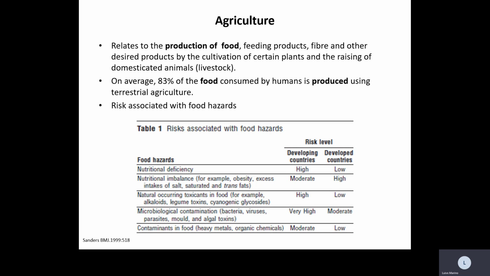And then contaminants in food, such as heavy metals, organic chemicals. So heavy metals are often found in fish, so fish that have a very long lifespan, such as tuna, marlin, they often have high levels of mercury within them. So it's recommended that not more than 2 portions of these fish should be eaten per week. So it's moderate in developing countries and low, following those guidelines, in developed countries.